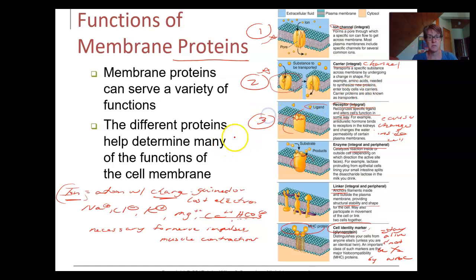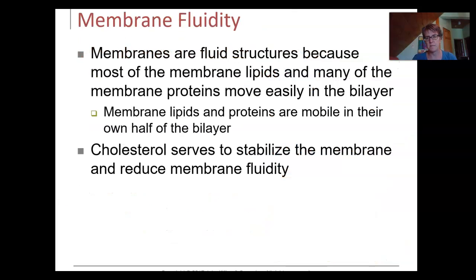Another function of a membrane protein is to be a receptor, to bind to a message. They're going to be very specific. Well, I guess everything's very specific. And it can be an enzyme causing chemical reactions. These proteins can link cells together, link other proteins to the cell, and it can be a cell marker. So six functions of membrane proteins. That's a really easy question to ask you on an exam.